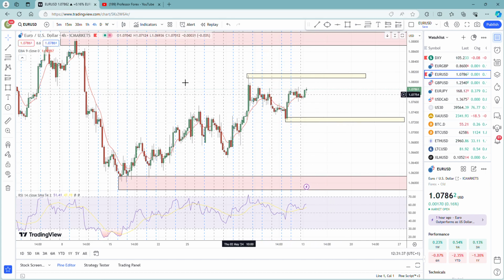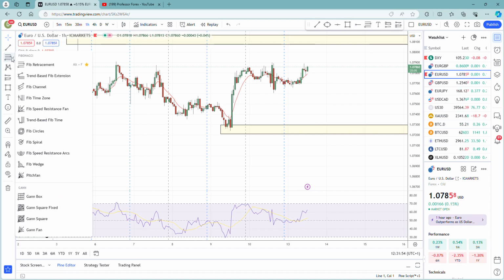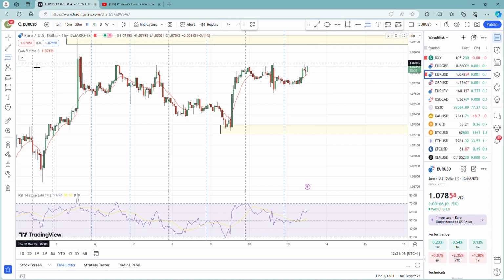You then go into the H1 time frame. When you're on the H1 time frame, these are intraday trading levels. So these are the levels that we look at during the day, and if it's close to the level, we then enter a trade. So you go on this tool in the left corner. You want to select Fibonacci retracement. Because it's Monday today, we use it on the previous day's price action.